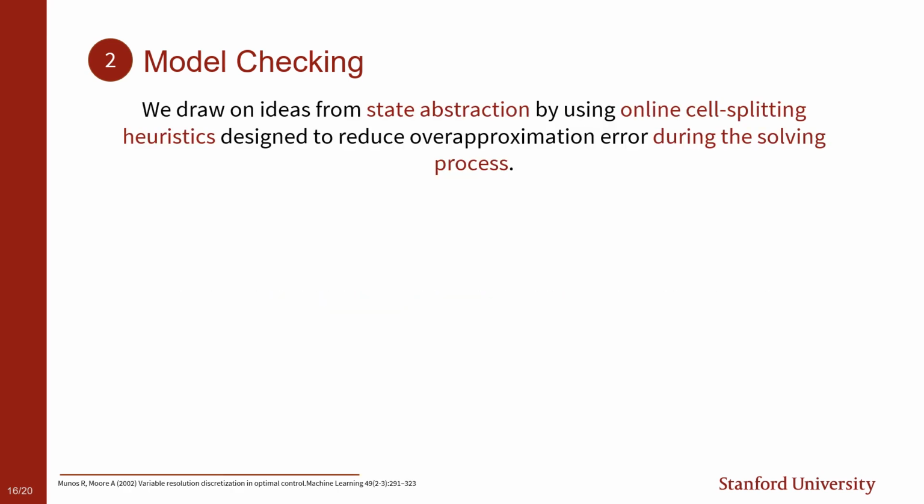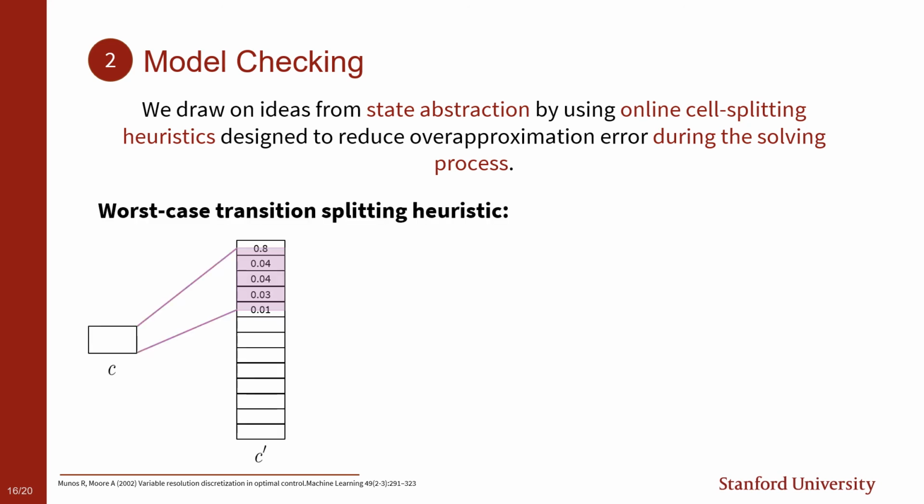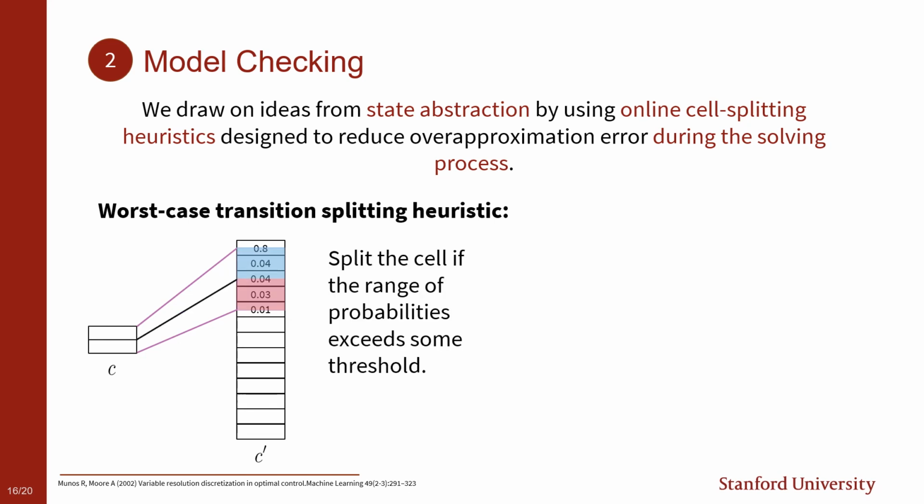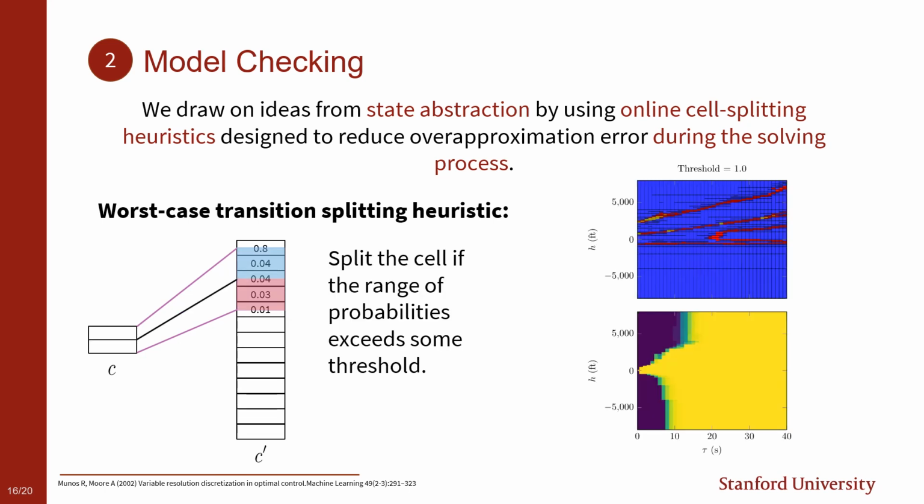In order to reduce this type of over-approximation error, we do so during the solving process by borrowing ideas from state abstraction. If the range of collision probabilities in the region of next cells exceeds some threshold, then we split the current cell. So when the threshold is set to 1, we do not make any splits because that's the maximum possible range for probabilities, so we'll never exceed this threshold. However, as we begin to decrease this threshold, we begin to split the cells in safety-critical regions of the state space, as you can see by the dense band that's forming in the center of the state space. And the over-approximation error starts to decrease.